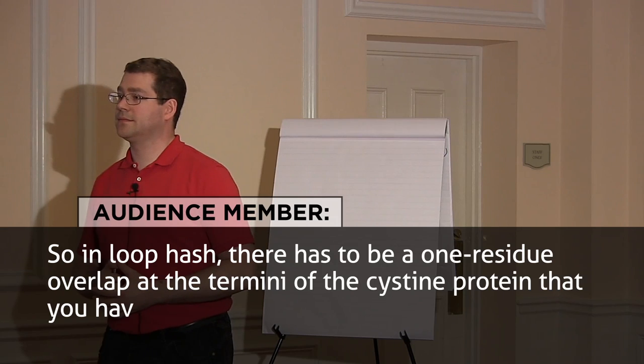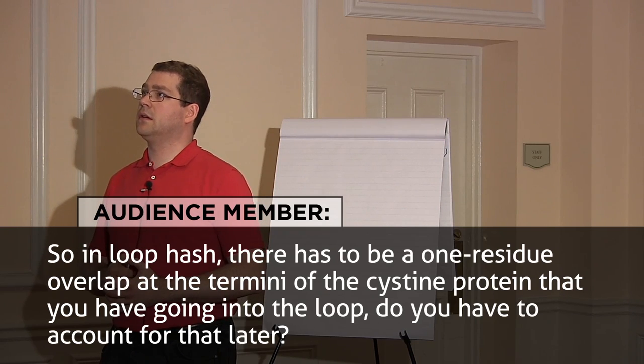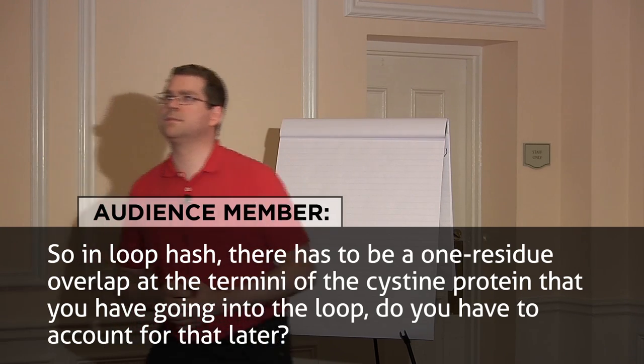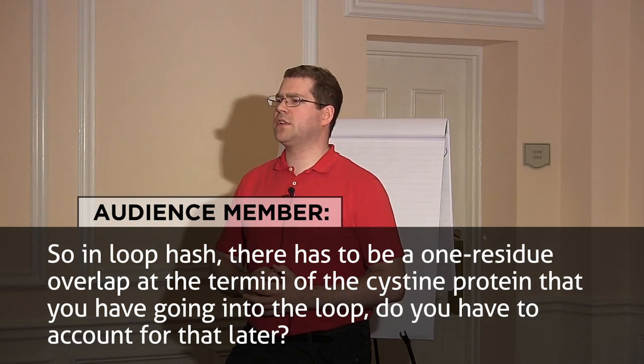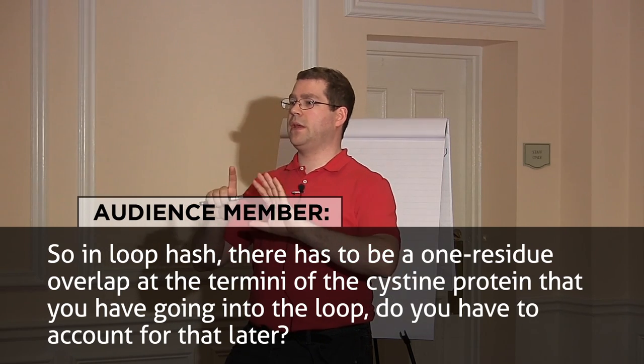Question: With loop hash, there has to be a one residue overlap at the termini of the existing protein that you have going into the loop, so you have to account for that later? I'm not necessarily sure that there has to be one residue, but there has to be enough. There has to be enough of an overlap so you can define the position and orientation where you're starting and ending in a consistent fashion between the loop that you're grafting on and the position where you're grafting it onto. So the positions and orientations have to be calculated from the same equivalent location. So there has to be a little bit of overlap between the two.